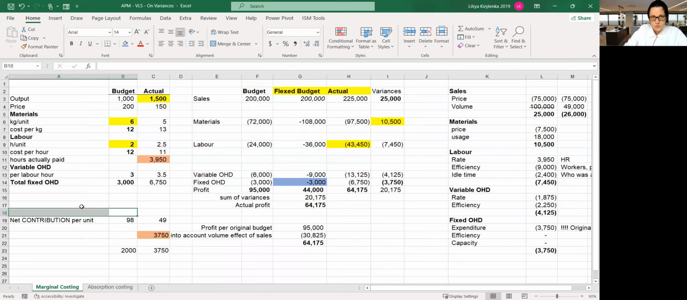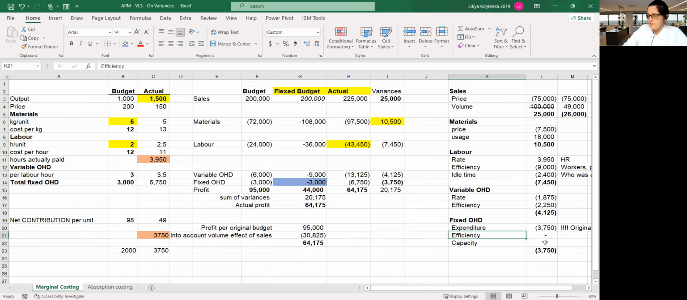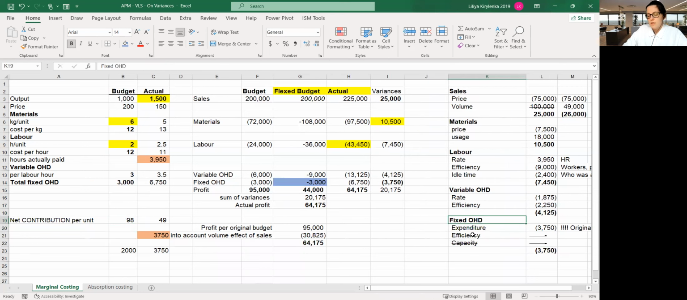And as there is no overhead absorption rate, you will see that efficiency and capacity variance just equal 0. And you might be puzzled, oh, why? What does it mean? Is it correct? Is it not? Well, that is absolutely correct. When we have marginal costing, we do not have either efficiency or capacity variance.